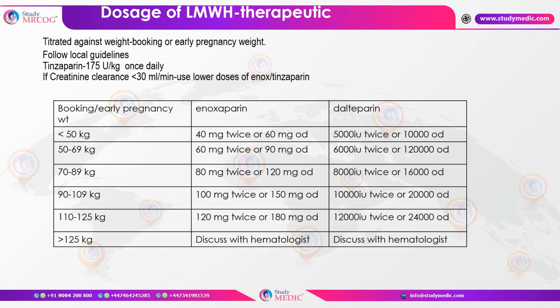Now this is a chart which is telling you the dose of low molecular weight heparin, which is therapeutic. Remember, it is different than the prophylactic dose, so you have to remember this chart again. And for tinzaparin, the therapeutic dose is the same for all weight categories. It is 175 units per kg given once daily. As for the prophylactic dose, if the creatinine clearance is less than 30 ml per minute, you will use lower doses of enoxaparin or tinzaparin. And remember, even for the therapeutic dose, the weight is calculated based on the booking weight or early pregnancy weight and not the current weight of the woman.